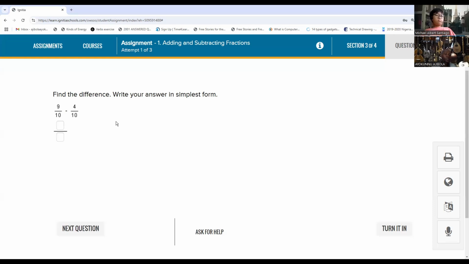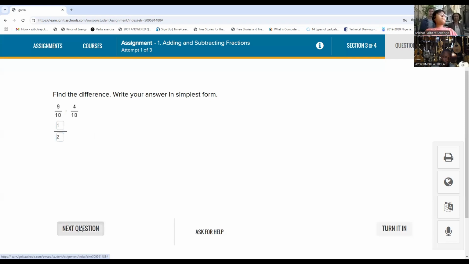9 over 10 minus 4 over 10. What do you call the answer? Wait, 9 minus 4 is 5, right? I want you to concentrate. Look at the screen. 9 minus 4 is 5, so that's 5 over 10. And 5 over 10 will be 1 over 2 in simplest form, okay?